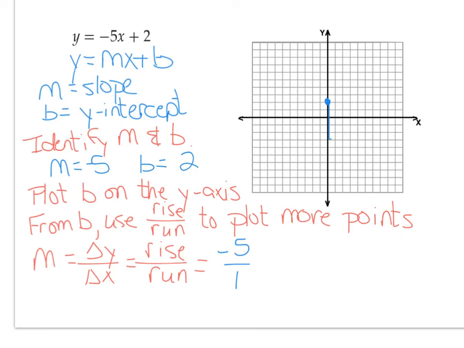+1 is to the right, so we're going to go over 1 to the right, and we're going to put a dot. We're going to do it again. We're going to rise down 1, 2, 3, 4, 5, and go over and put a point. We've got 3 points. We're ready to draw our line. So we're going to put a line through it. That's a terrible line. Hopefully yours is a little better. Put arrows on the end, and we're going to name it y equals -5x plus 2. So there's how to graph a line that is in slope-intercept form.